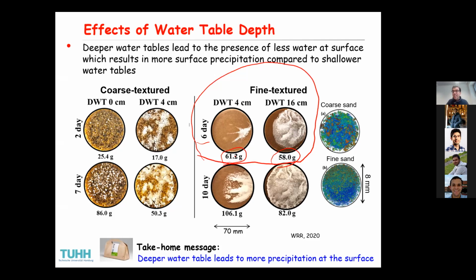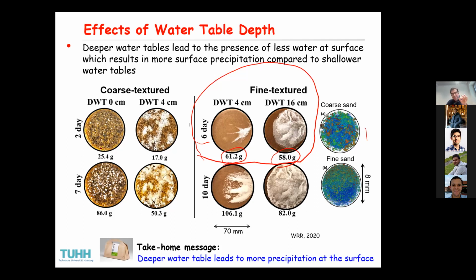What happens here you can explain by the pore-scale physics that I explained earlier: when you have a deeper water table, you have less water content at the surface, so fewer wet patches. Water comes up for evaporation, but since there are fewer wet patches at the surface, they reach the solubility limit faster. Therefore, you will have earlier crystallization and more precipitation eventually. We see that as well in the case of coarse textured material. So the take-home message here is that the deeper water table leads to more precipitation at the surface.